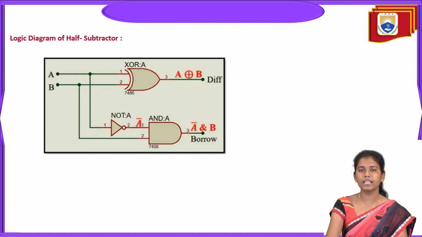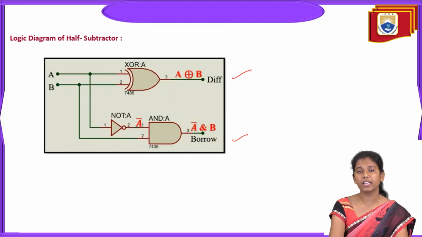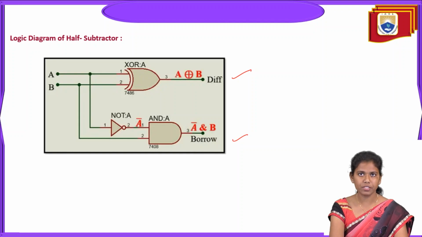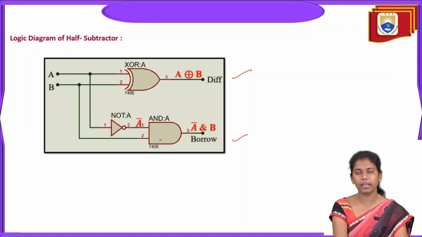And see, this is the logic diagram for the half subtractor. We have two inputs A and B, so that we get a difference as well as a borrow. As we are constructing our half subtractor using gates, A and B are the inputs. There is a XOR gate, a NOT gate and an AND gate.